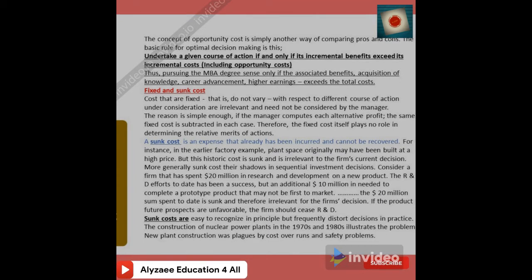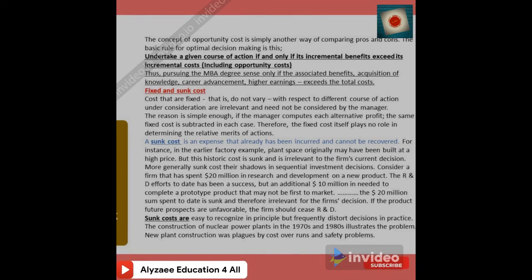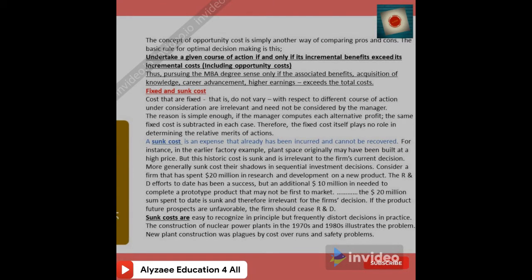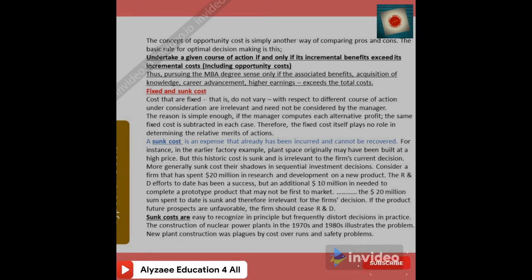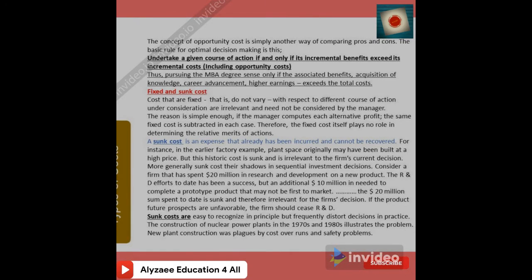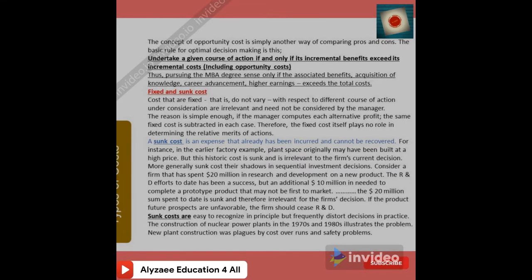Opportunity cost is included in the cost. Let's take an example: pursuing an MBA degree makes sense only if the associated benefits, acquisition of knowledge, career advancement, higher earnings, exceed the total cost. What is your purpose in doing an MBA degree? You have to look at the associated benefits, use that knowledge for your job and your business, career advancement, a high salary, and more business and more profitability in your own business. So what is the purpose, and what is the link?